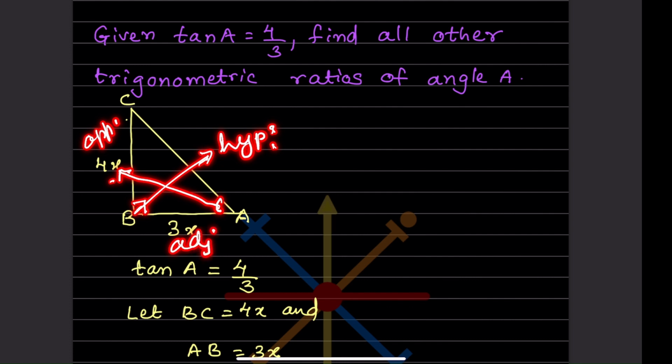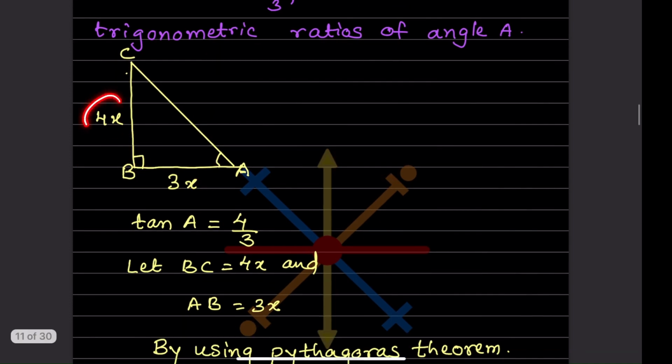So tan A means opposite by adjacent. Here we can write this as 4, so let us use the variable: 4x for the opposite and 3x for the adjacent. So 4 by 3. I have written here: let BC equal 4x and AB equal 3x. Hope this is clear.